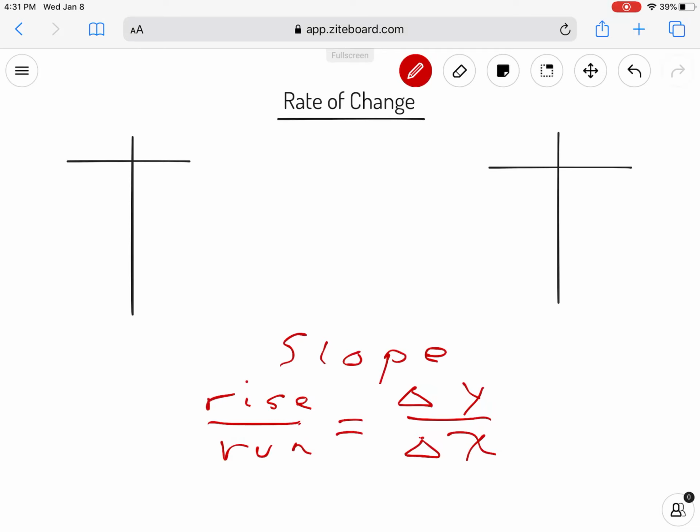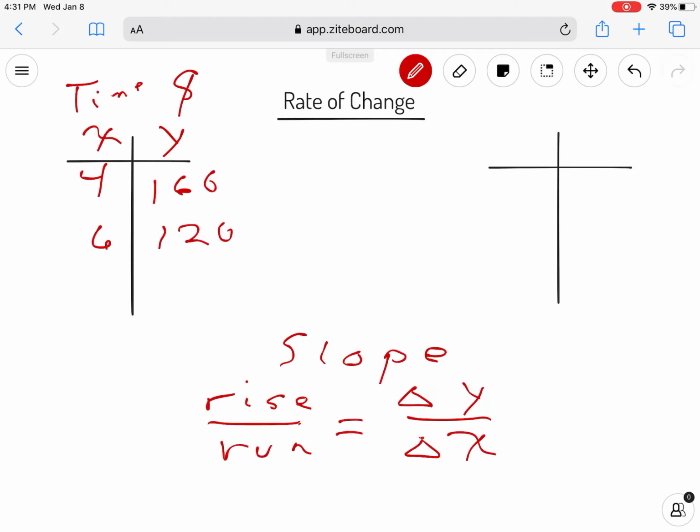We'll do a couple tables first. Let's say we have time, and that's our x, and our y is money. So we have a savings account, we have time in weeks. All right, so we have 4 weeks, and a person had $160. And then in 6 weeks, they had $120.